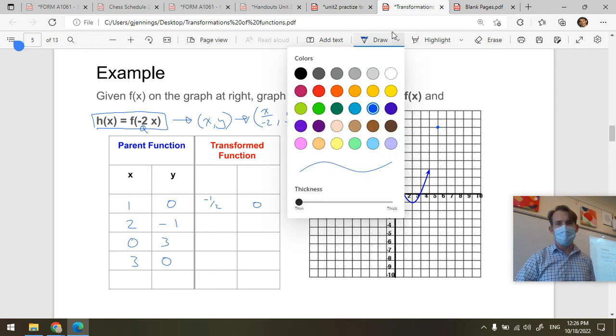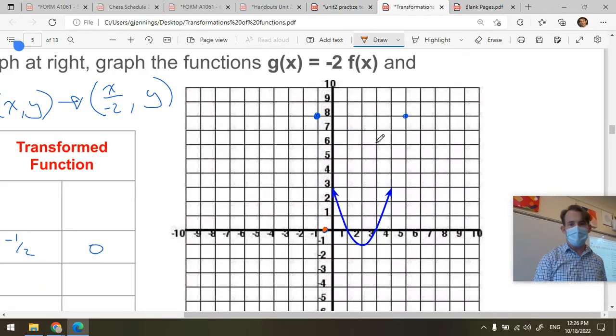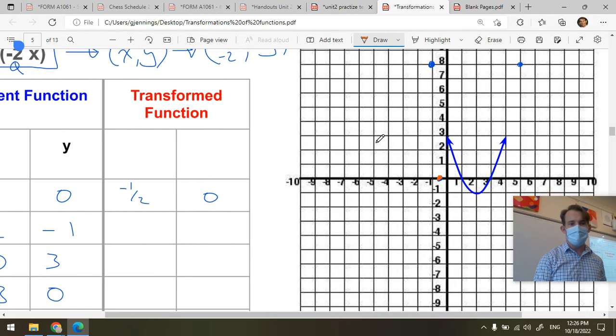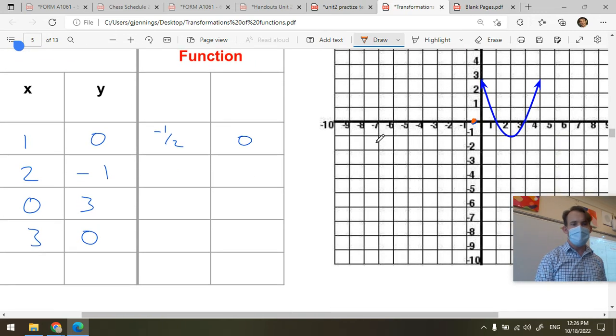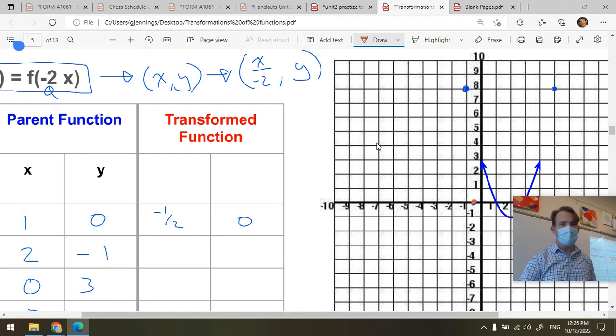Oh, I want to do this another color. So we see it in another color, orange. There we go. I can zoom so you can see that that's at the point -1/2, 0. Okay, there we go. And let's keep going. 2, -1. My transformation point is divide the x values by -2. So 2 divided by -2 is -1. And that will still be at -1. That was the vertex that we saw just before. Right there.